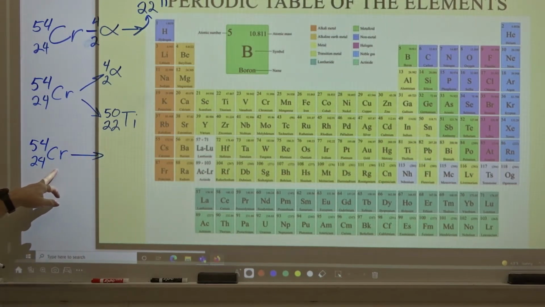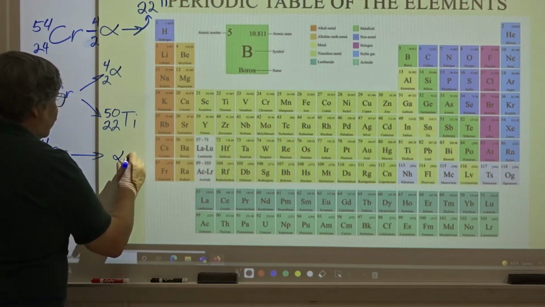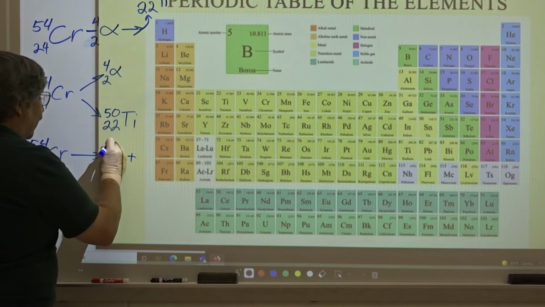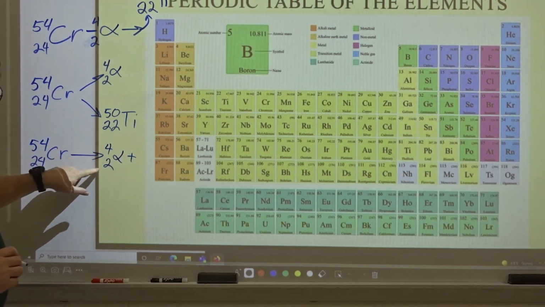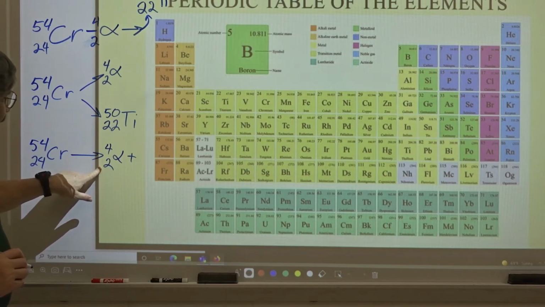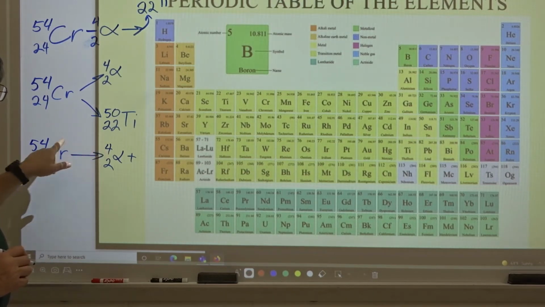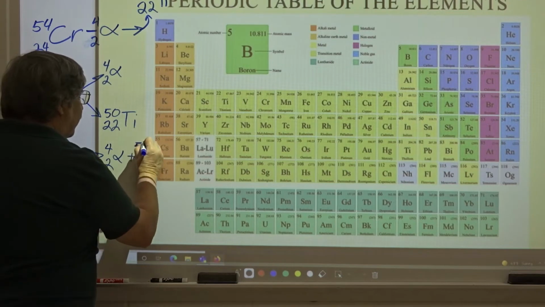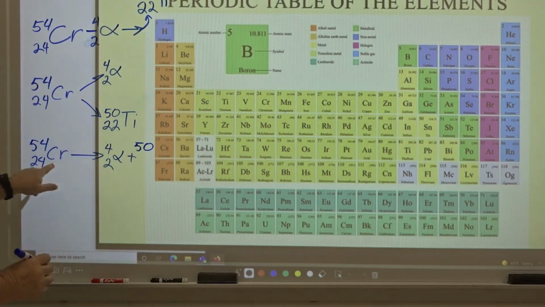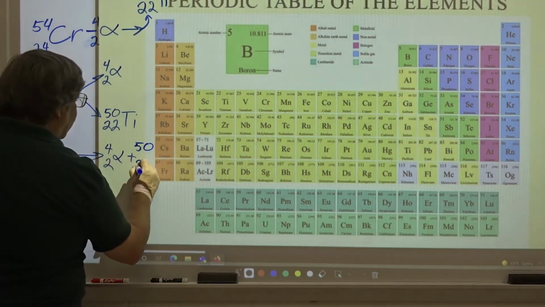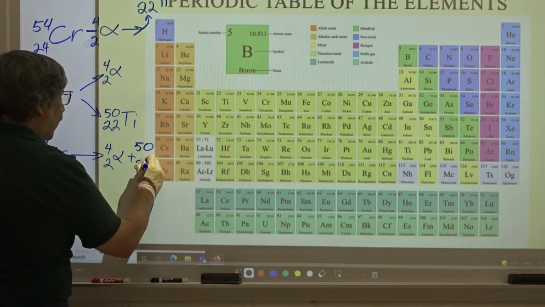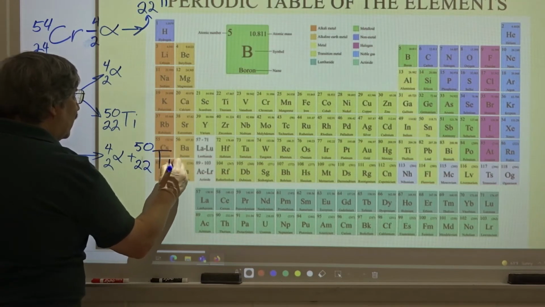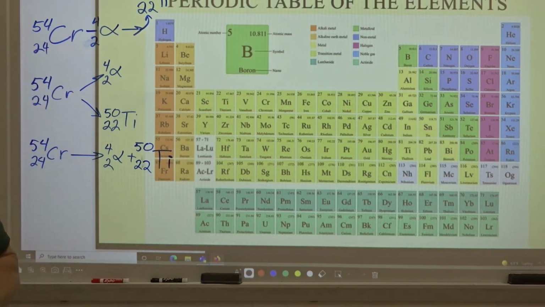Chromium during alpha particle decay breaks up into an alpha particle and something else. The alpha particle has an atomic mass number of 4, an atomic number of 2. So what do you have to add to 4 to get to 54? Obviously 50. What do you have to add to 2 to get to 24? 22. And again, that winds up with titanium.